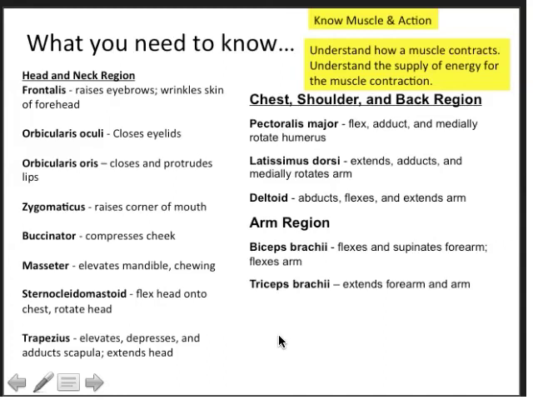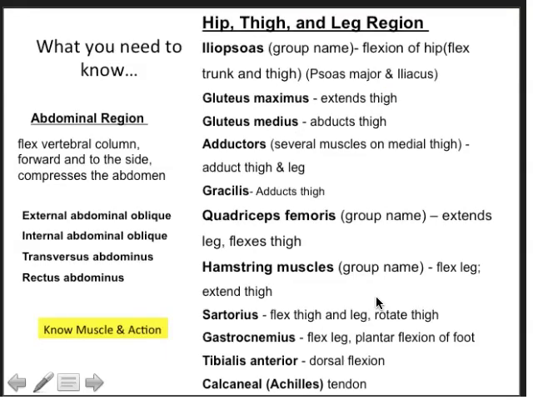Okay, so muscles of the head and neck region as listed, the muscles of the chest, shoulder, and back region as listed. These are the muscles that you'll need to know for the abdominal region. Know both the muscle and the action that it performs, and the muscles of the hip, thigh, and leg. Again, know the name, the location, and what they do for each of the muscles listed in this group.